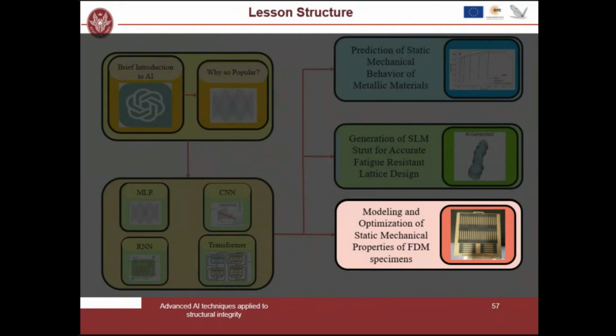Now I will finish a little bit sooner than I expected. But now the last part is the modeling and optimization of the static mechanical properties of an FDM specimen. Why an FDM specimen? Because, as I said before, the domain doesn't really matter. So if this works with FDM, it also works with SLM. And if it works with the mechanical properties, it can also work on fatigue, okay? So I use FDM and static mechanical properties because it's cheap and it's fast.